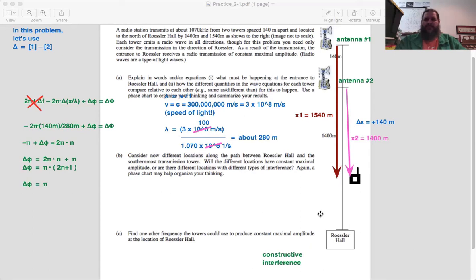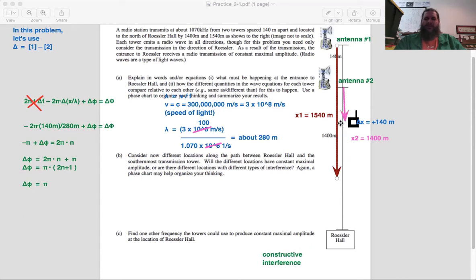It's still 140. Right. The longer one is still traveling exactly 140 meters longer than the shorter one. Moving closer or further doesn't change that fact. So you could move to any location along this path, and the difference between the two path lengths is still 140 meters.